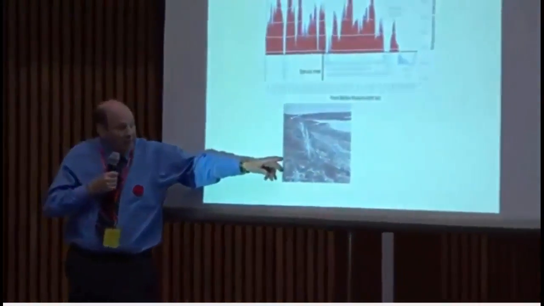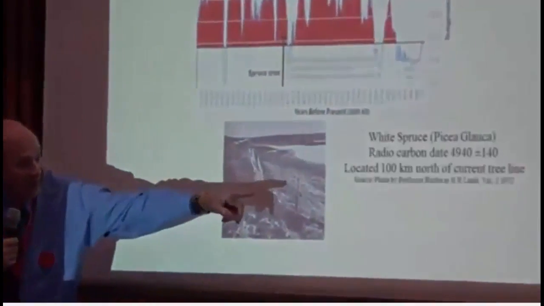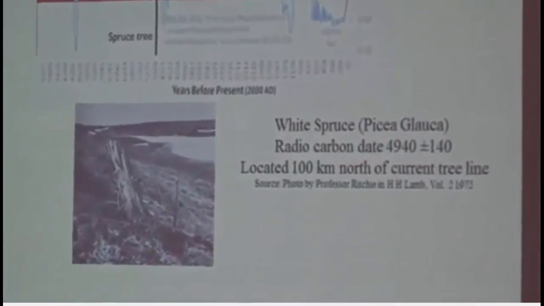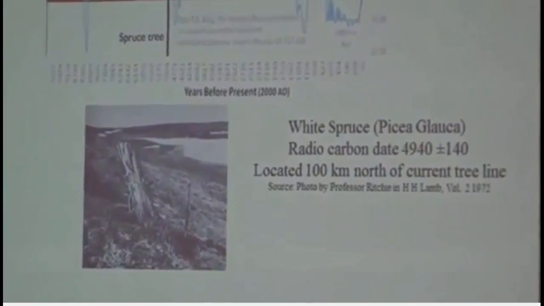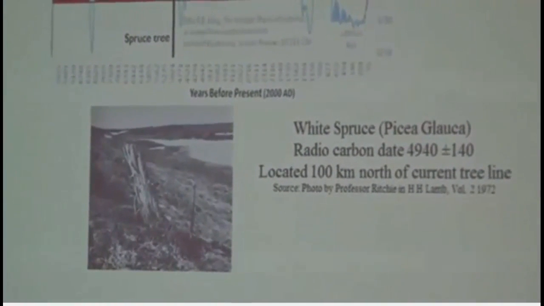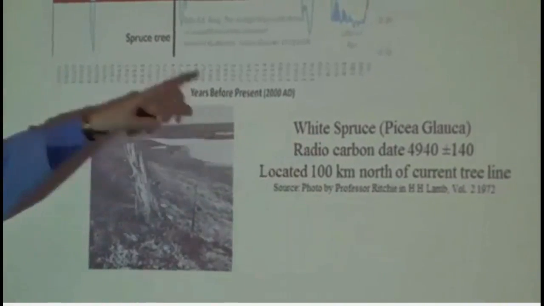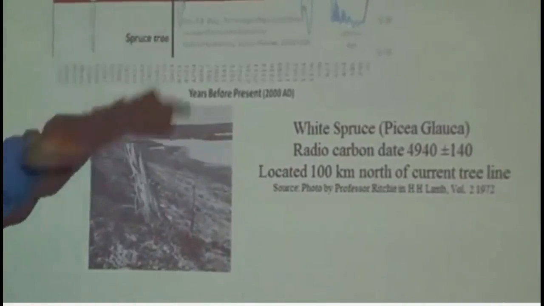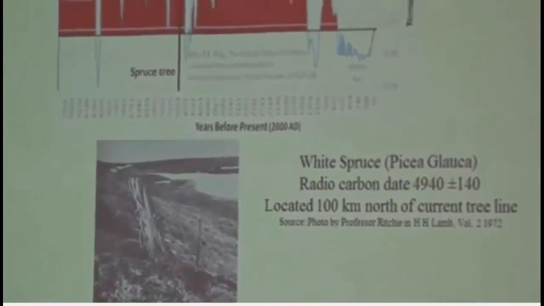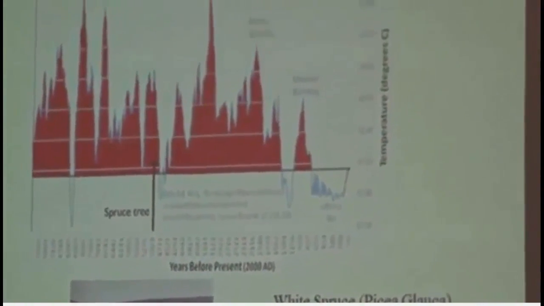And we talk about empirical evidence because this photograph is from Hubert Lamb's volume 2. It's a Picea glauca. We click the next one. It's a white spruce. It's 100 kilometers north of the current tree line. And for a tree of that dimension to grow at that latitude, and you can see here what I did was I plotted, it's radiocarbon dated at 5,000 years, and there you can see that global temperatures were at least 2 to 3 degrees warmer than at present.